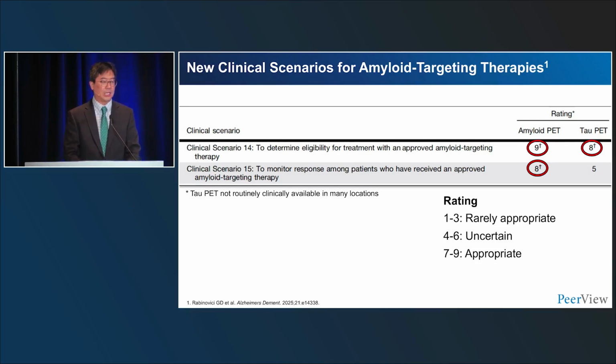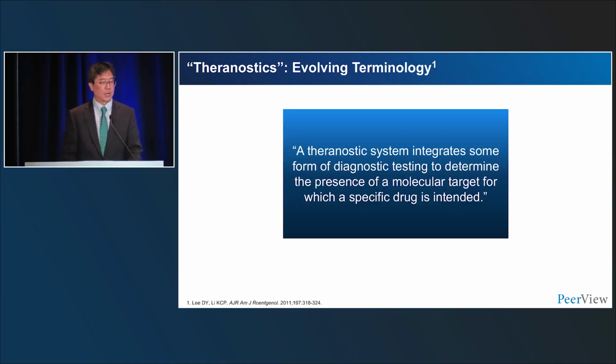Clinical scenario 14, to determine eligibility for treatment with an approved amyloid-targeting therapy, and clinical scenario 15, to monitor response among patients who have received an approved amyloid-targeted therapy. And amyloid PET received a 9 and an 8, very appropriate rating for both of those clinical scenarios that are now relevant in clinical practice.